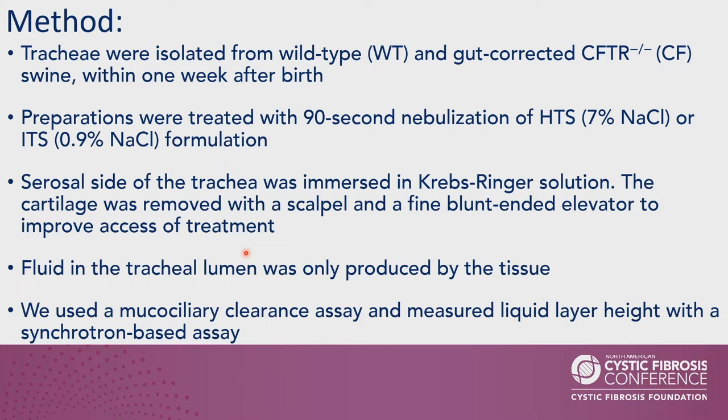For our experiment, the serosal side of the trachea was immersed in Krebs-Ringer solution. In order to improve access of our blockers, we removed the cartilage from the trachea. For the apical side of our preparation, the fluid in the trachea lumen was only produced by the tissue, so we didn't add extra fluid on top of the airway surface. We used a mucociliary clearance assay to study the MCC process, and a synchrotron-based imaging technique to monitor how hypertonic saline affects airway hydration.